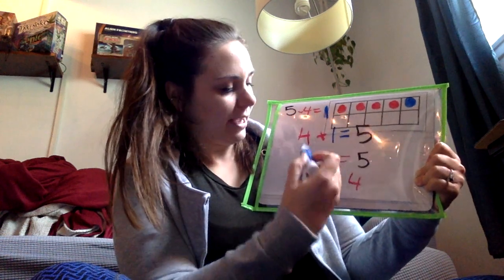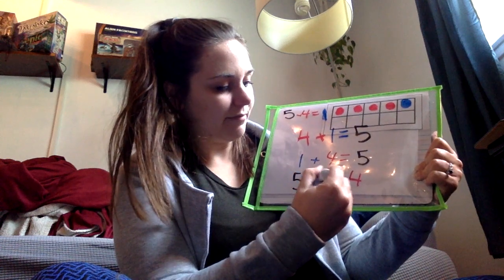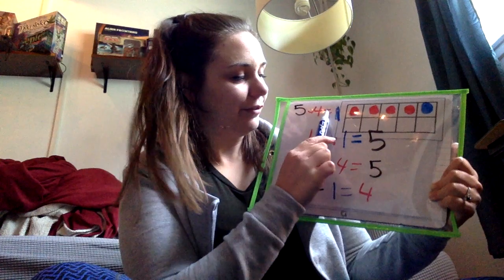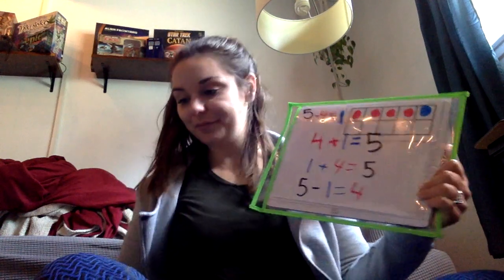4 plus 1 equals 5. 1 plus 4 equals 5. And 5 minus 1 equals 4. That is our fact family. 4 equations in this fact family. Let's do another.